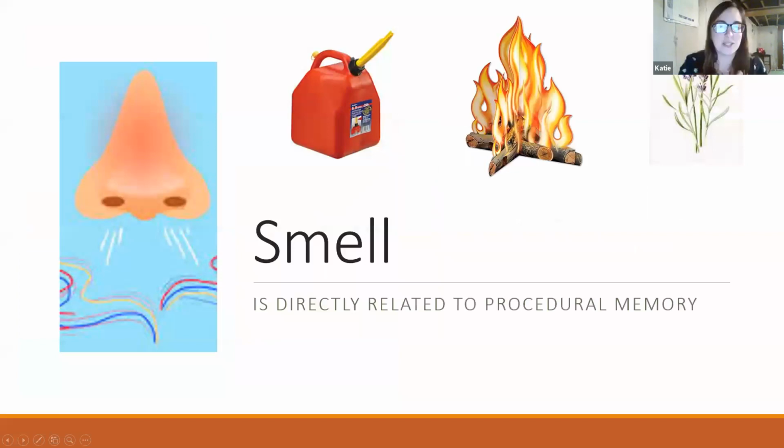Smell. Okay, this one is fun too. I like to play with this one. Smell is really powerful because it's directly related to the procedural memory part of your brain. You could be in a crowded environment, a concert, the school, and you could smell something that immediately takes you back to that traumatic memory.